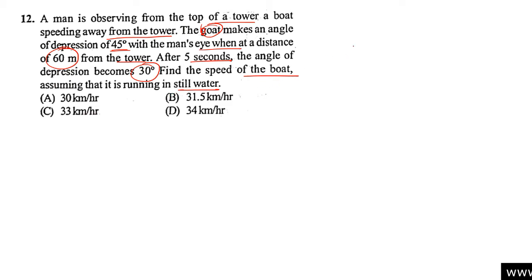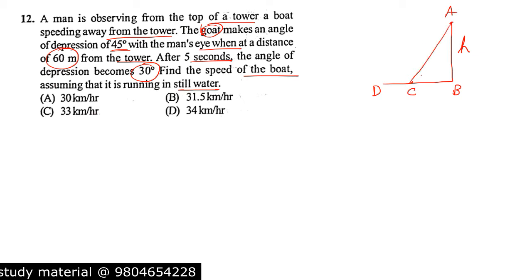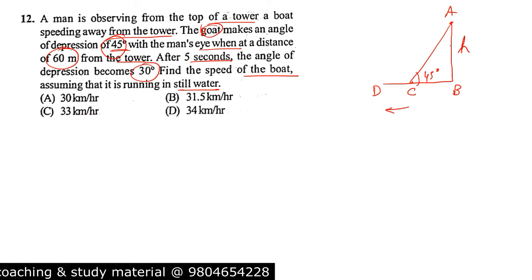Now let me explain the situation. Let's say this is the tower, and AB is the height of the tower, small h. The base of the tower is here, and the person is standing at the top of the tower, that is the point A. At the very beginning the boat is present at the point C, and the angle of depression was 45 degrees. Then the boat goes away from the base of the tower.